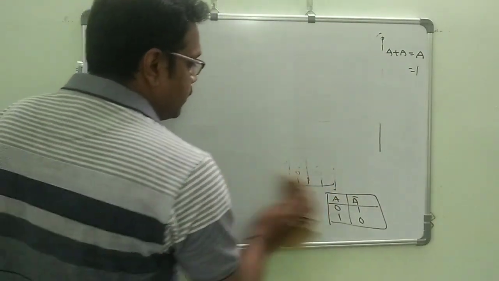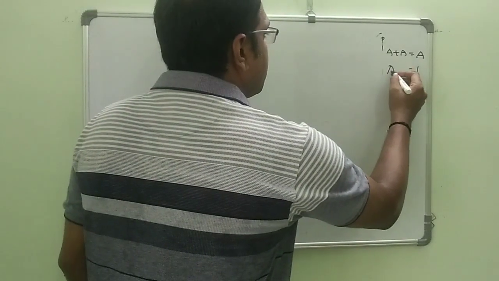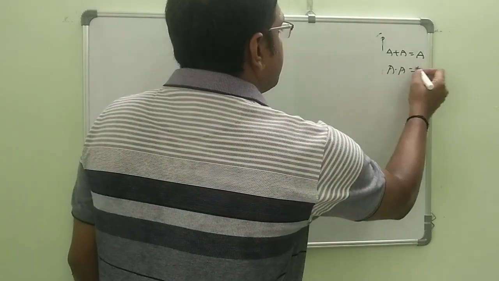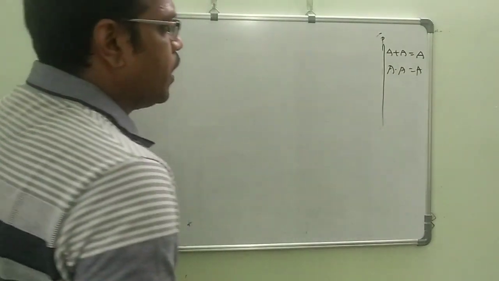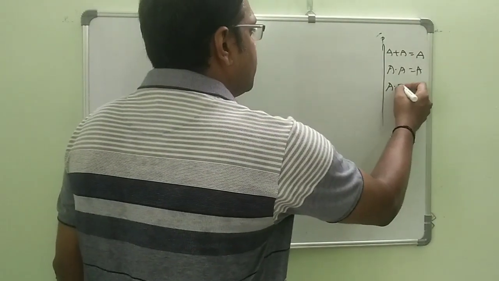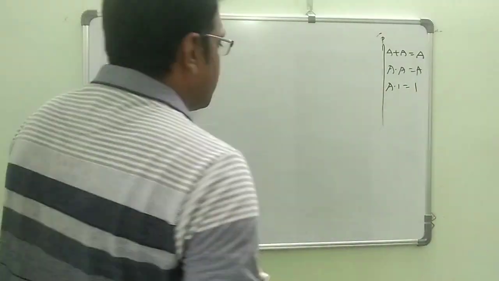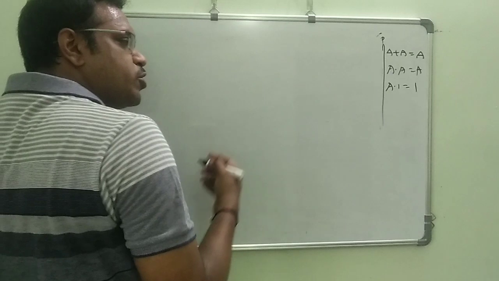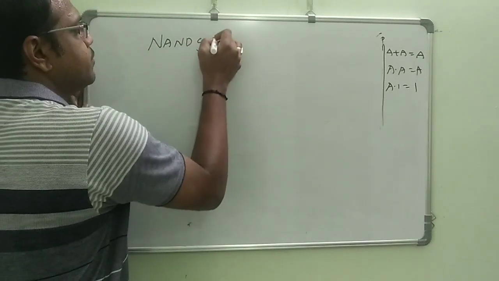Boolean algebra, I will write again. A plus A only, and A into A only. That is 1 into 1, 1 will come. A plus A will come. Otherwise A into 1, 1 only will come. Okay. So like that A into 0, 0. First we'll go, next we'll go for the NAND gate.